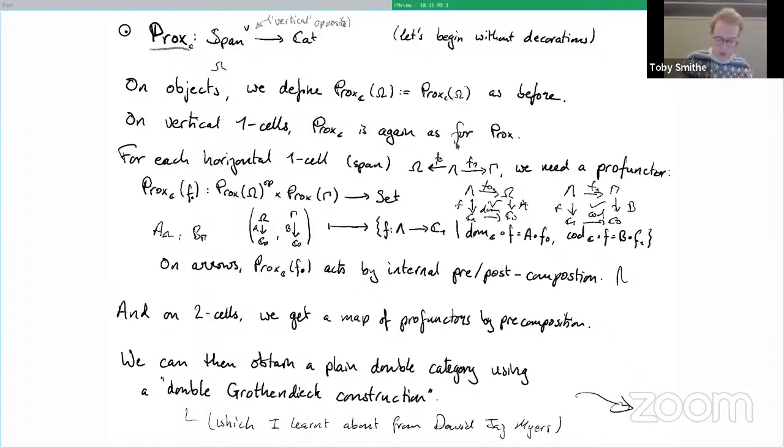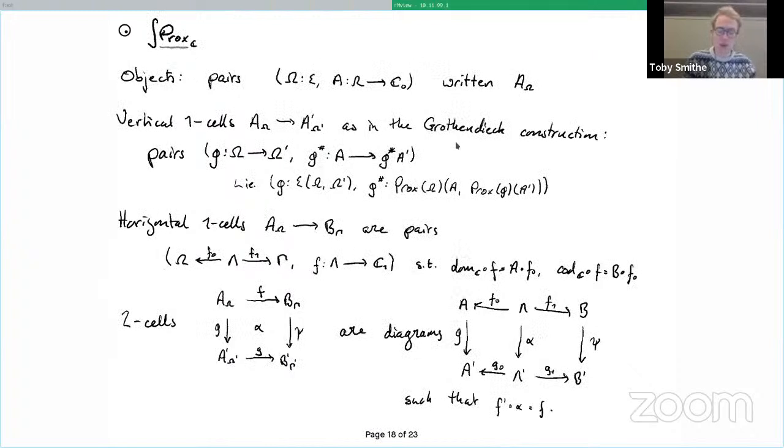And we get a double category then by taking a double Grothendieck construction, which I learned about from David Jaz Myers' work on open dynamical systems. Okay, and so how does this go? The objects are going to be pairs of omega and A, which is an omega proxied object, which I write like this.